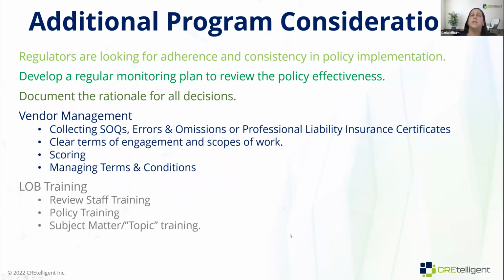And other program considerations. Ultimately, regulators are looking for you to be adhering to your policy and implementing it consistently, and that you have monitoring of your policy effectiveness. And if anything, make sure you're always documenting your rationale for all decisions. This really falls mostly on your credit officers. But as you make your risk determinations, document your rationale so that it can be replicated and followed. If you come to a decision, but it's unclear how you got from point A to point B, the regulators are going to be really unhappy to see that. They want to know that you followed a train of thought that was logical and justifiable.